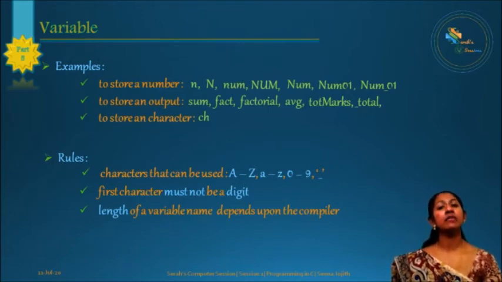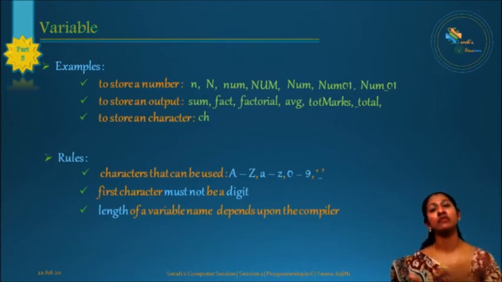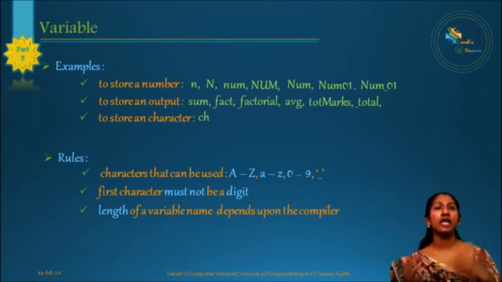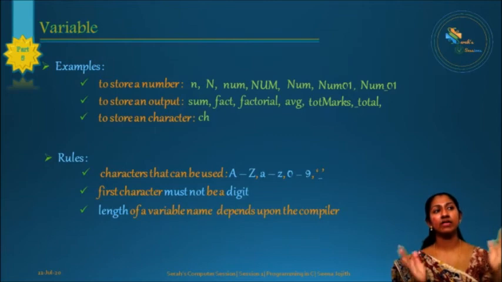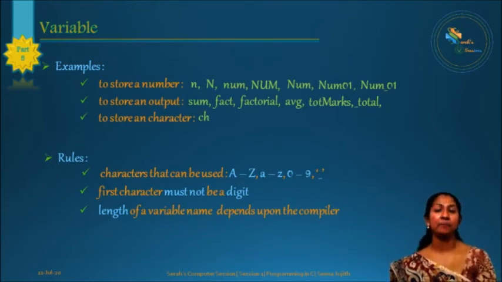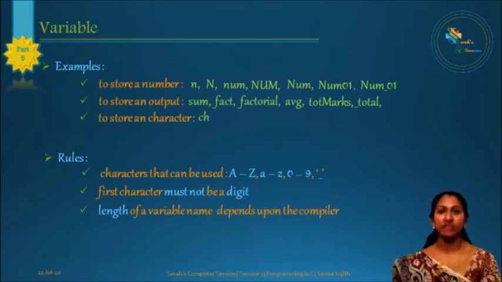Now the length of the variable name depends upon the compiler. There are compilers that support 31 characters in one variable name. There are compilers that support 40 characters in one variable name. Now there are compilers who truncate the length of the name to a fixed length. Whatever name we give, if the name is greater than x number of characters, it will truncate it and make it x number of characters. Okay, so I hope you understood that point.